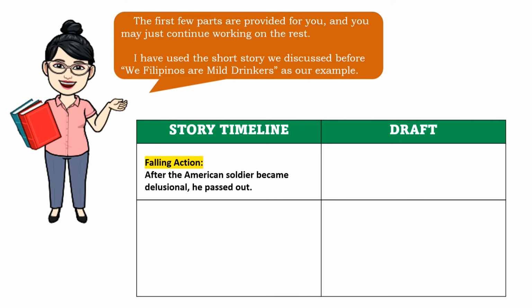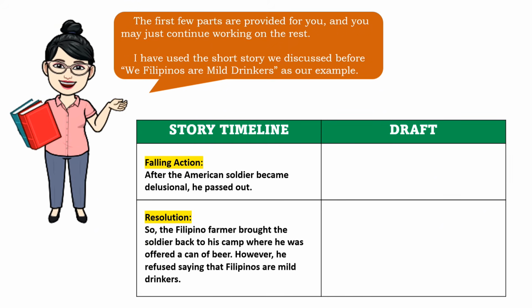Falling action. After the American soldier became delusional, he passed out. Resolution. So, the Filipino farmer brought the soldier back to his camp where he was offered a can of beer. However, he refused, saying that Filipinos are mild drinkers.